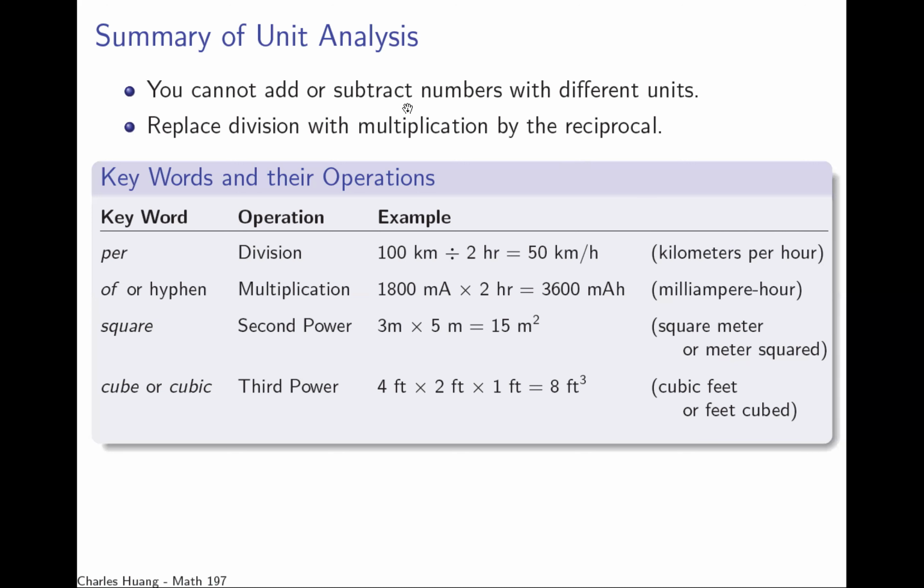Now, a couple of other important pieces of information to tell you. I cannot add or subtract numbers with different units. Let's say I have $10 Canadian and $10 euro. That doesn't mean that I have $20 Canadian, because the two are different units. I can't just add them up and say $20 Canadian, $20 euro, right? That doesn't make sense.